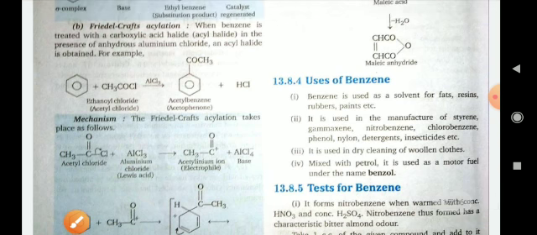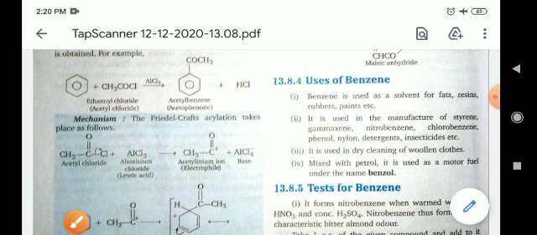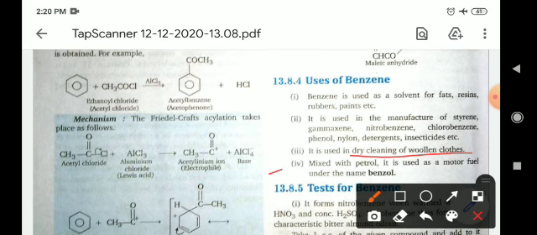Uses of benzene. Benzene is used as a solvent for fat, resin, rubber, paints, etc. It is used in the manufacturing of styrene, gammexane, nitrobenzene, dichlorobenzene, phenol, nylon, detergent and insecticide, etc. It is used for dry cleaning woolen and cotton fabrics and mixed with petrol. It is used as motor fuel, under the name of benzol.